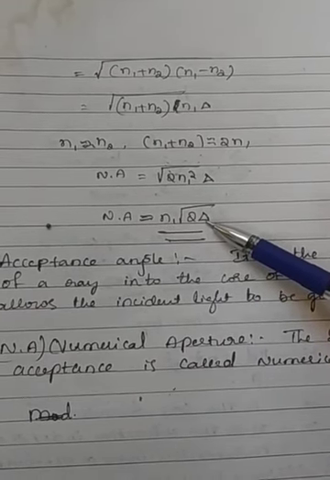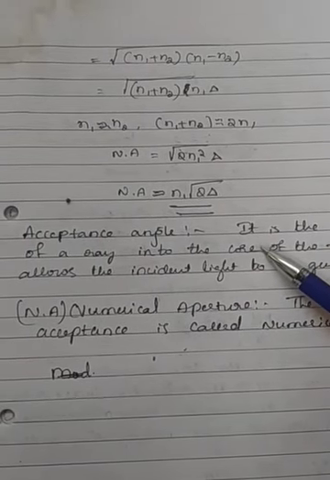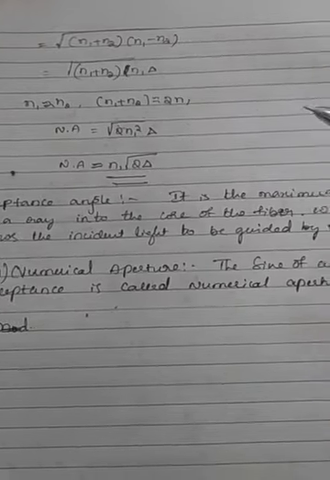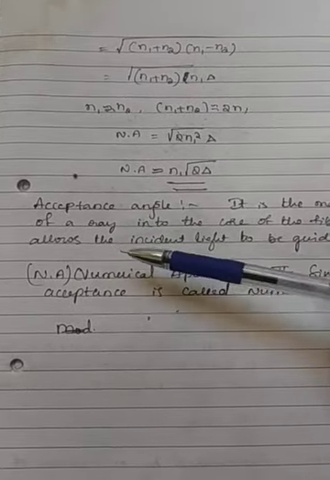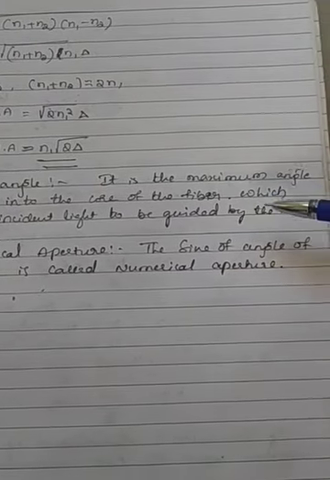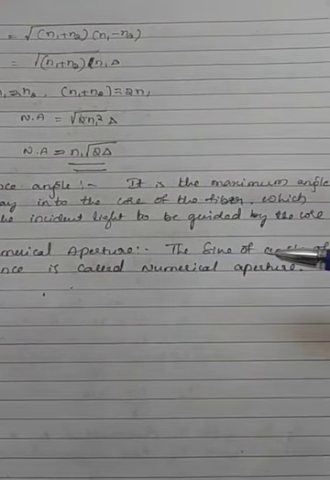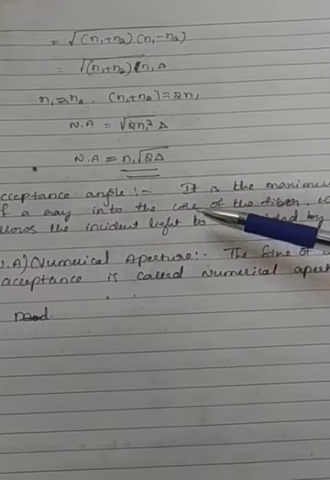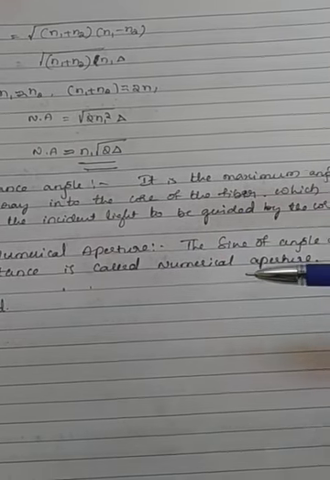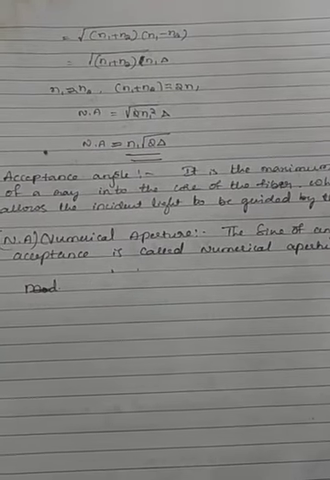And next, the acceptance angle definition is given and the numerical aperture definition is given. The acceptance angle is the maximum angle of a ray into the core of the optical fiber which allows the incident light to be guided by the core. This definition is important, keep that in mind. And the numerical aperture, the sine of the acceptance angle, is known as the numerical aperture. It is also important from your exam point of view, keep that in mind.